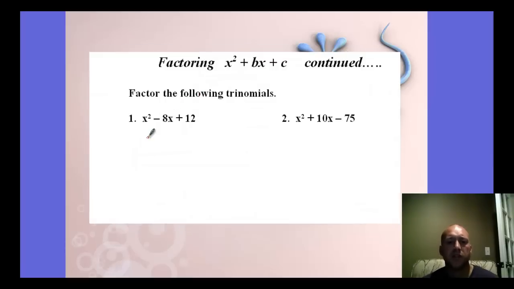So let's continue a few more examples here. For these, we have to be careful of our signs. That's positive, so they have to be the same, but because that's negative, we know that they're both negative. So I know my framework. I'm drawing this.